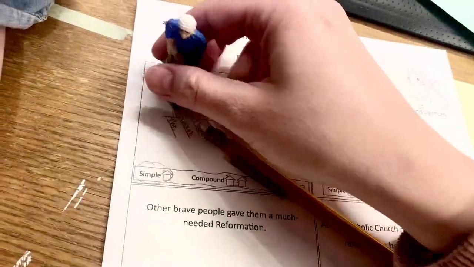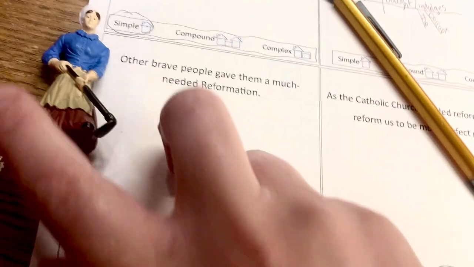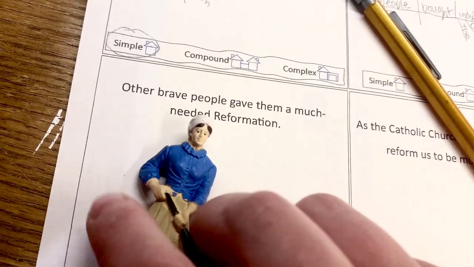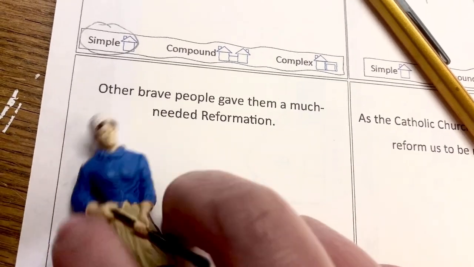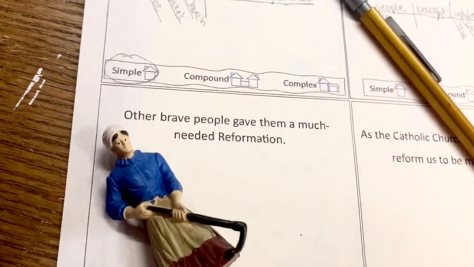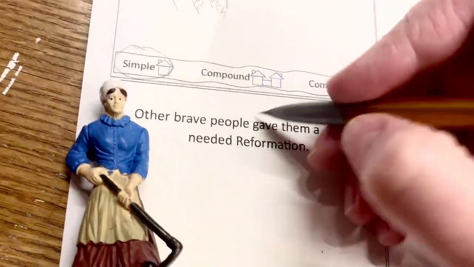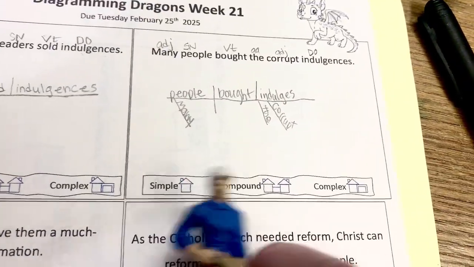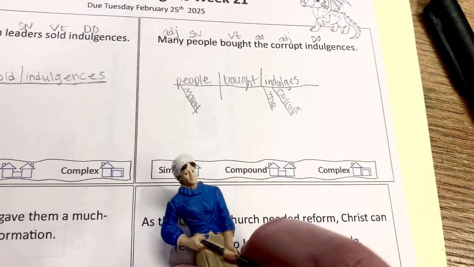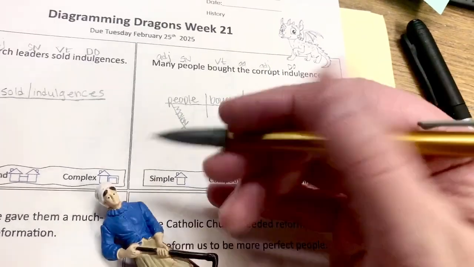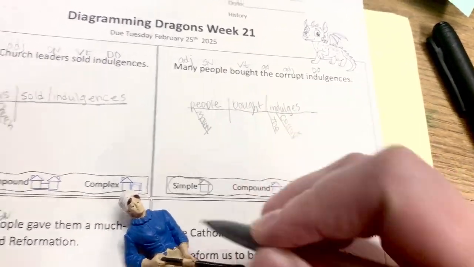All right, Sally. Will you help us read this? Other brave people gave them a much needed reformation. Who or what is this sentence about? People. Good. Subject noun. Oh, we forgot something. We forgot to say what kind of sentence this is. Simple, compound, or complex. How many substantive verbs are there? Just one set, which means this sentence is also simple.